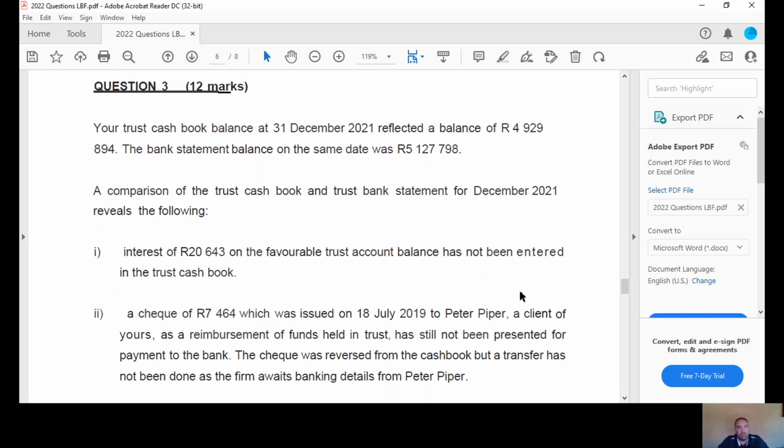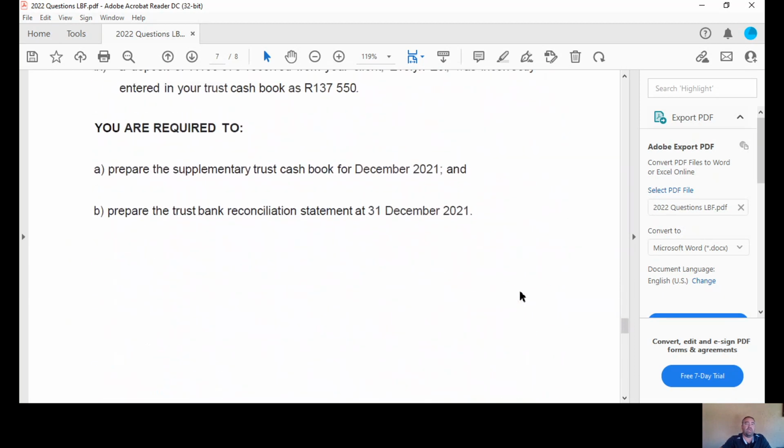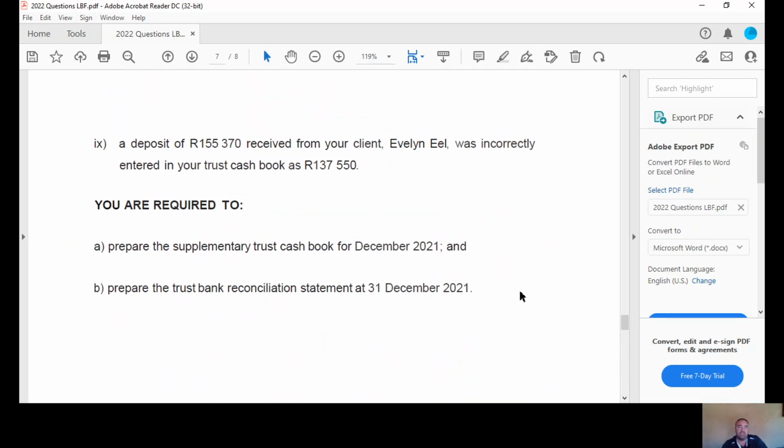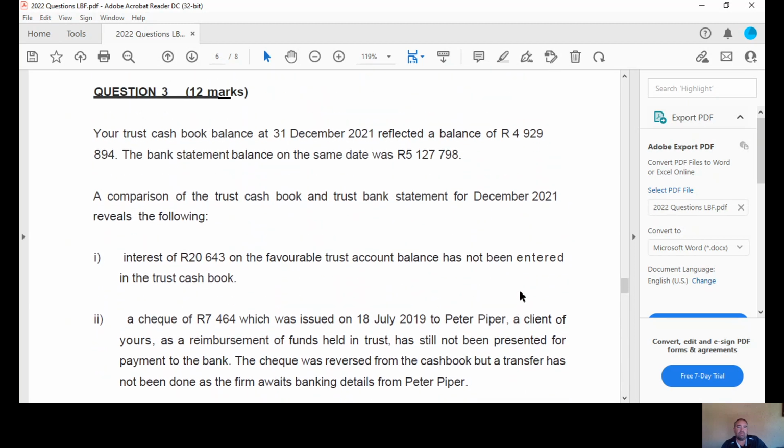Your trust cash book. Okay, let's first go see what they want here. So prepare a supplementary cash book for December and prepare a trust bank reconciliation for December. So they're asking us to do a supplementary cash book and a bank recon on the trust account. Right, so let's have a read through.